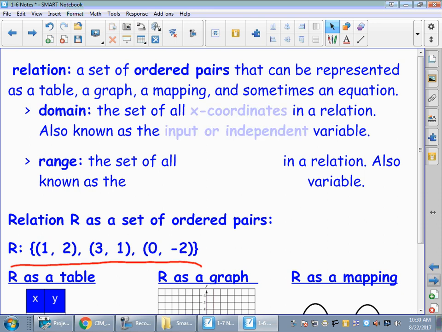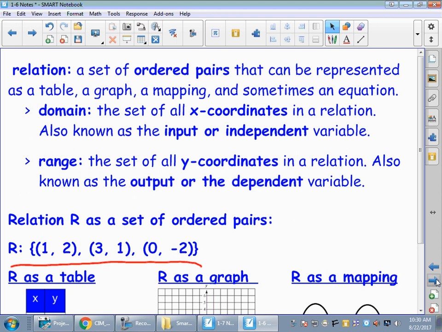The domain is a subset of the relation. The domain takes all of the x-coordinates in a relation. We also call that the input or independent variable. The range is the y-coordinates, and we also call them the output or the dependent variable. So you input x into a function, and then it will spit out a y value. Let's say I input the hours I work into a function, I multiply by my hourly wage, and the output would be my salary.